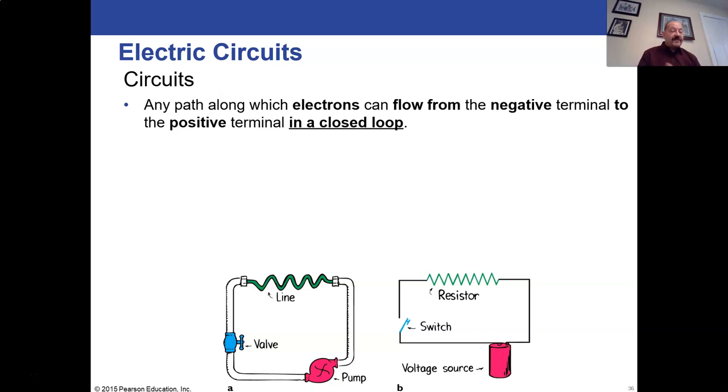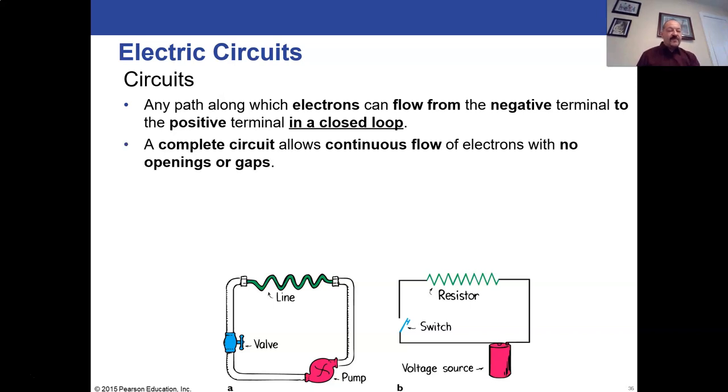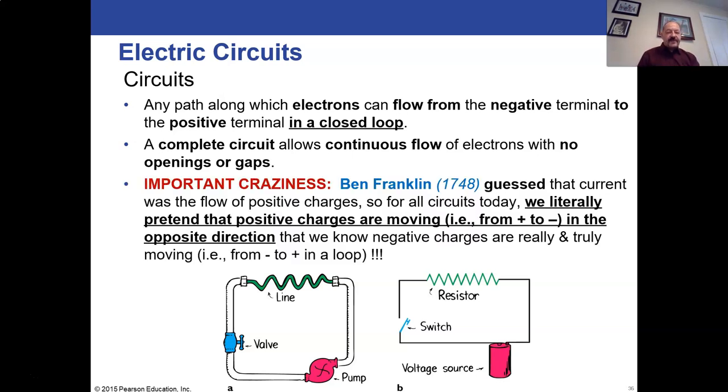And the same thing happens when you have an electrical circuit on the right here. If you've got a switch that opens up that circuit, it's no longer a closed loop and no current will flow through at all. You have to close the circuit, close the switch, and then you have a complete loop for which the current can flow. That's a complete circuit that allows continuous flow of electrons, no openings, no gaps.